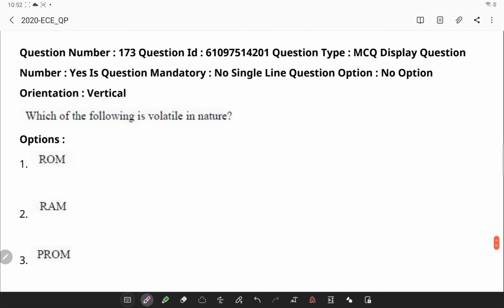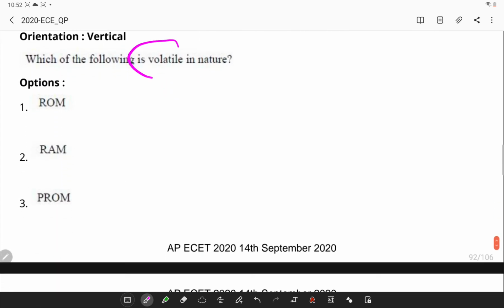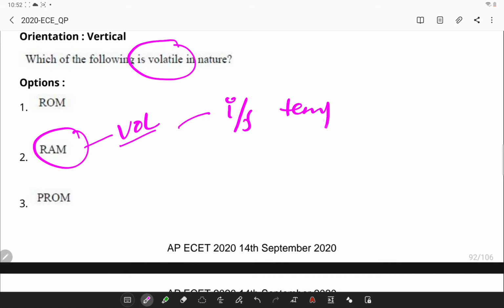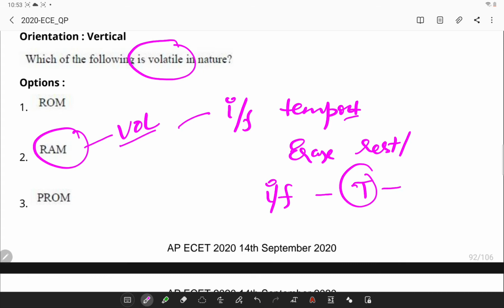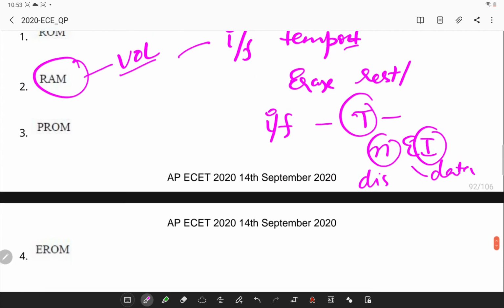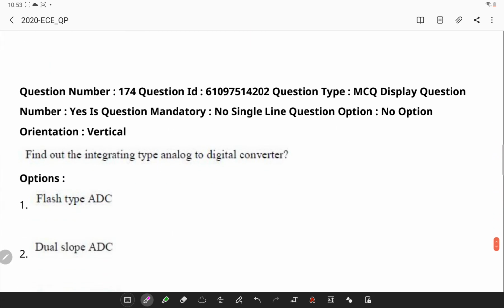Next, which of the following memories is volatile? This is also a repeated question. Basically RAM is a volatile memory because the information is stored temporarily, it is not permanent, and it will be erased when you restart or shut down your computer, because the information is stored in transistors, and when there is no electric current the data will disappear. So this is also repeated from the old question papers.